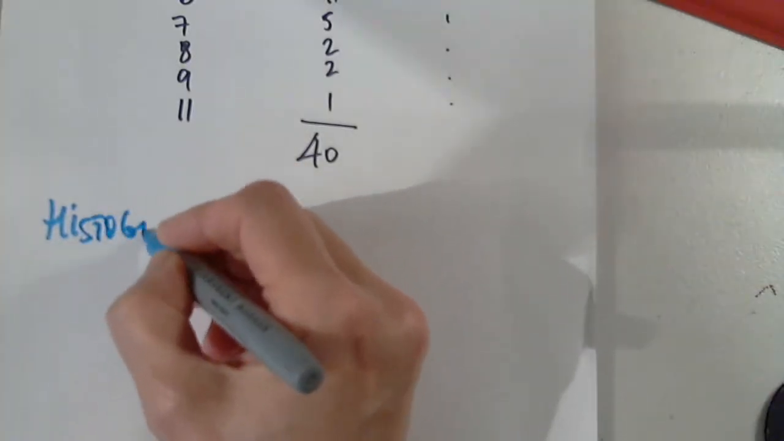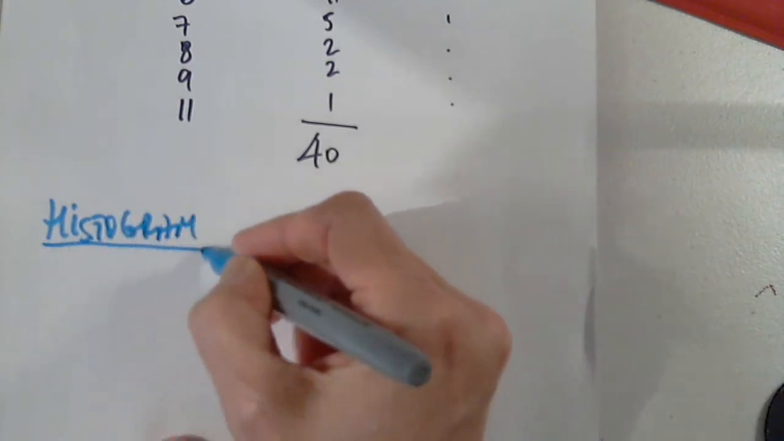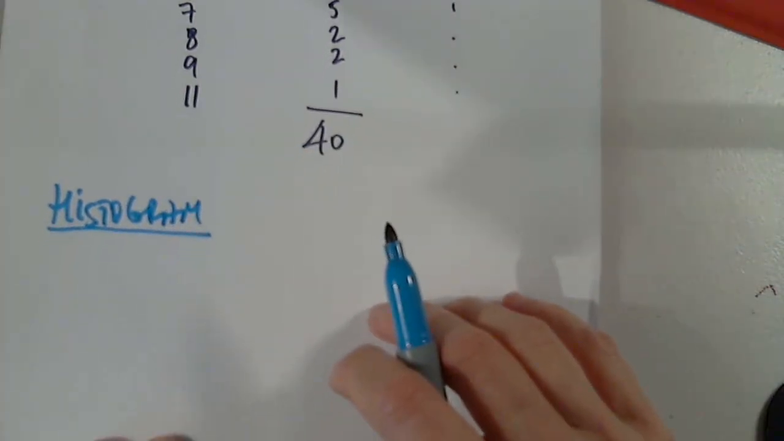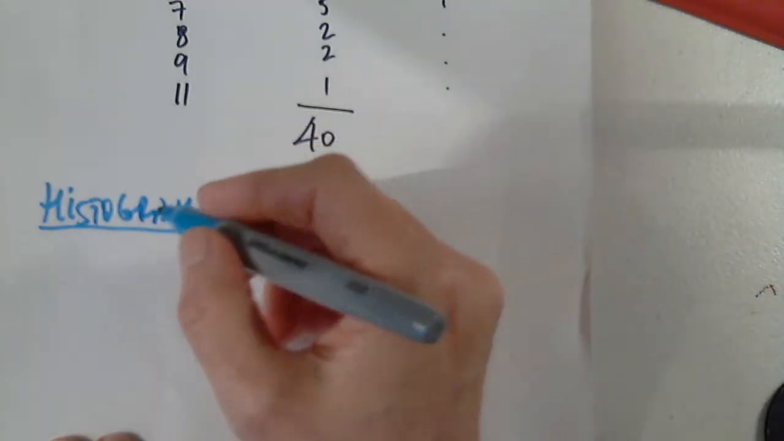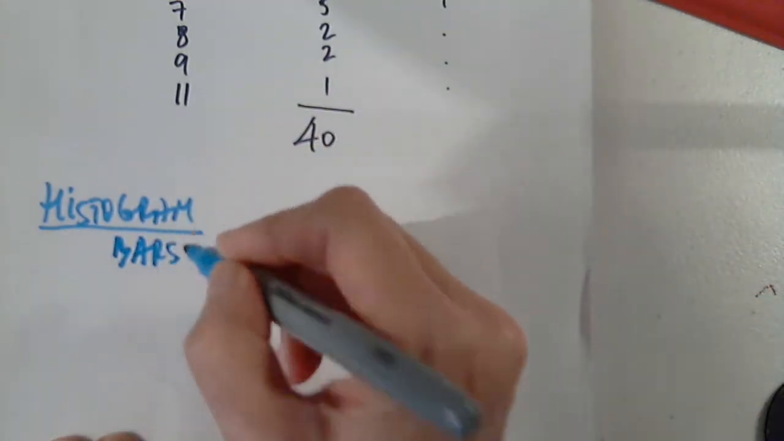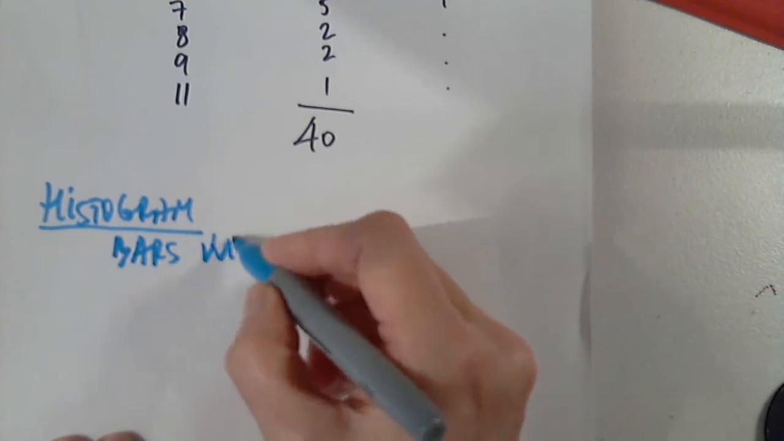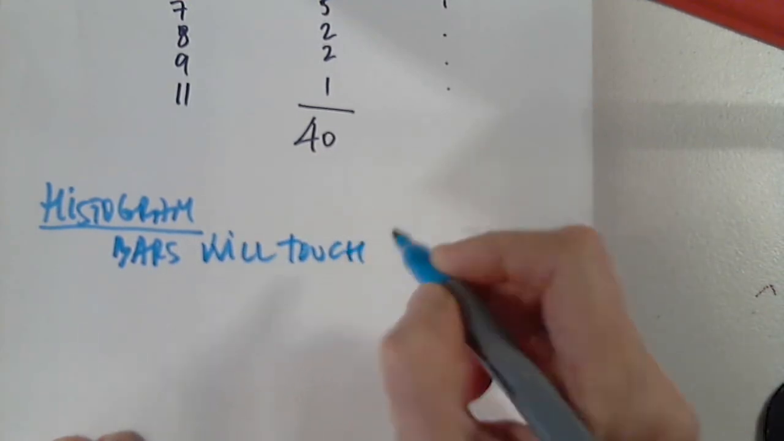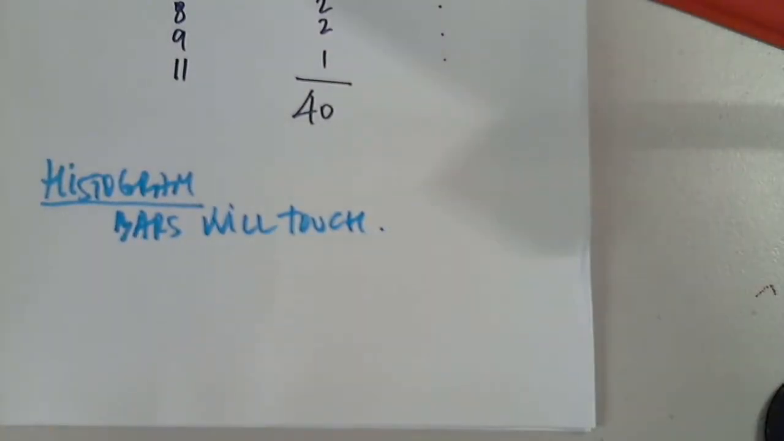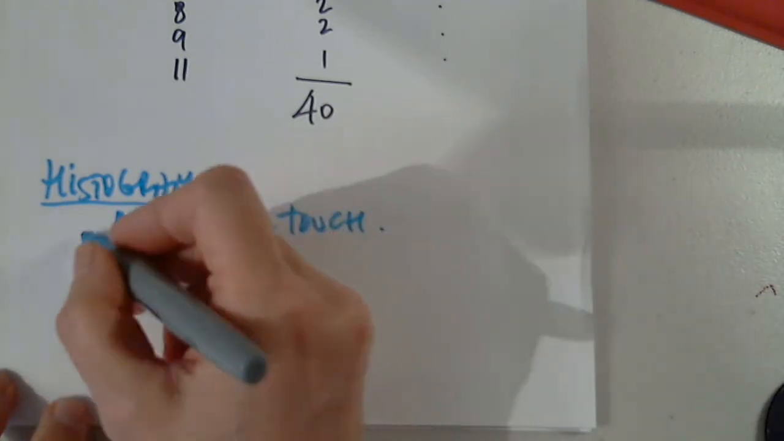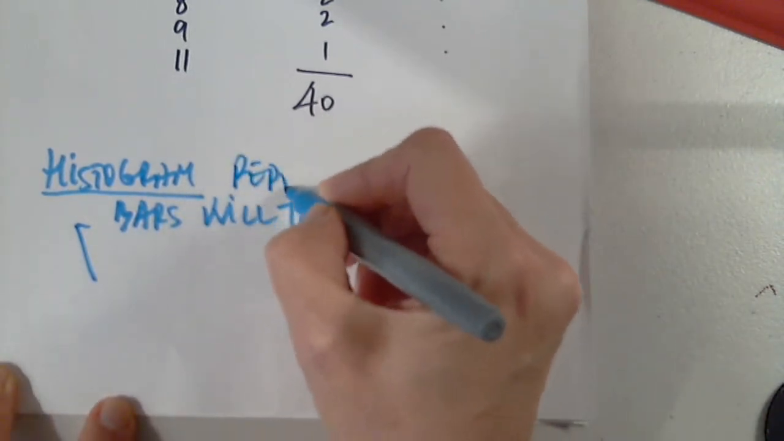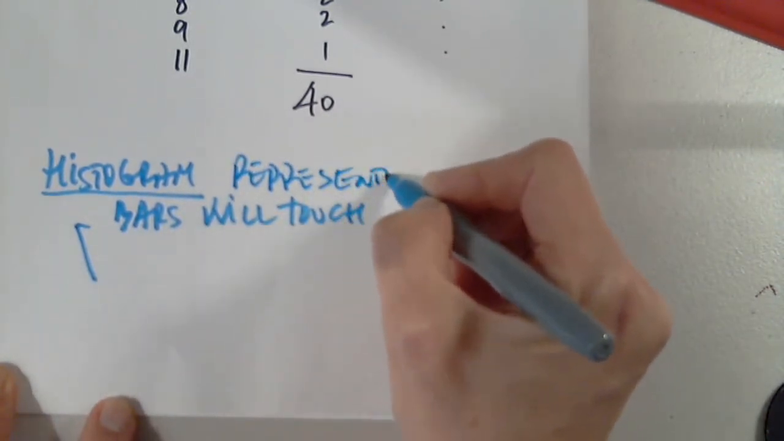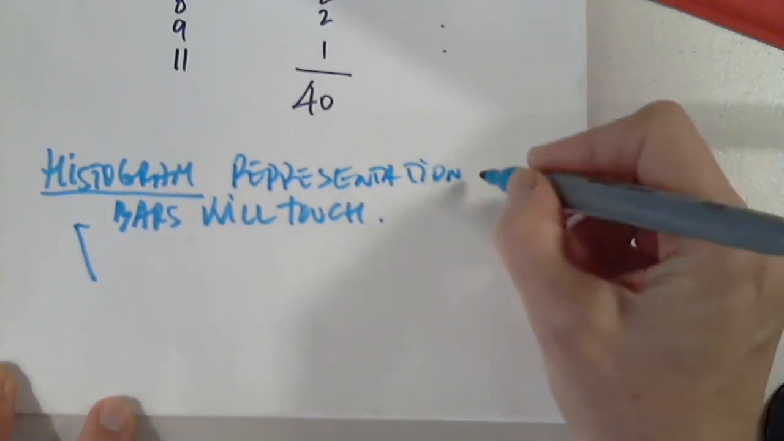Histogram. The histogram can be created for discrete and continuous data. Okay. The bars, first of all, in the histogram will touch, not like the bars in the bar graph. So it's basically another representation of data.